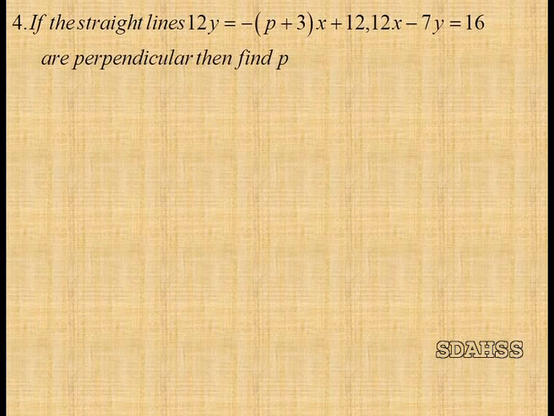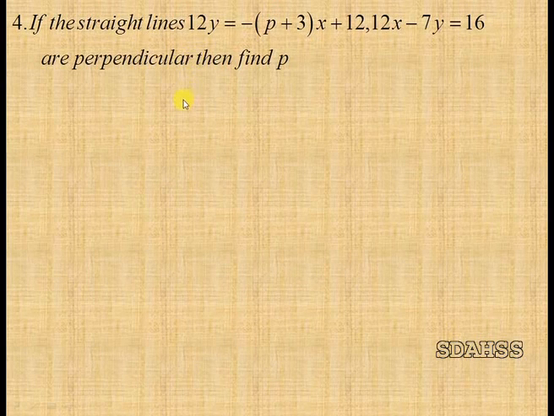Fourth sum. If the straight lines 12y is equal to minus p plus 3x plus 12, and 12x minus 7y is equal to 16 are perpendicular, then find the p. Here the two straight lines are perpendicular. That is given in the question, but you have to find the value of p. So what is the condition? The condition for a perpendicular line is M1 into M2 is equal to minus 1. Product of the two slopes is equal to minus 1.